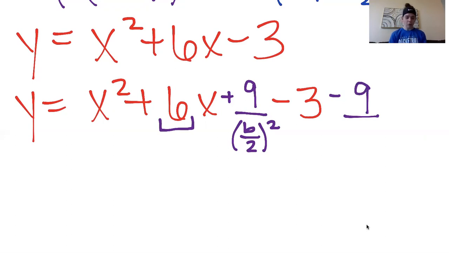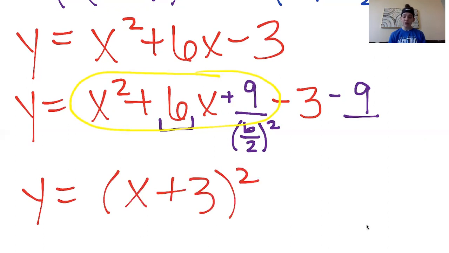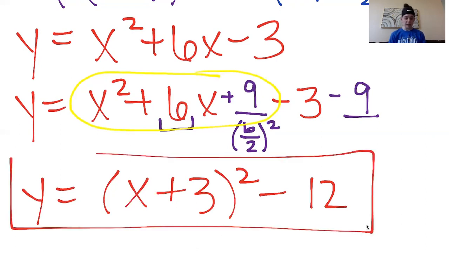Well, then what can happen is we now have a nice perfect square trinomial. What I'm circling here in yellow, that's a perfect square trinomial that we can factor. We know that x squared plus 6x plus 9 would factor to (x plus 3) quantity squared. And then out here, negative 3 minus 9, we can just write as minus 12 after the fact. So we have rewritten this quadratic into standard form by completing the square.